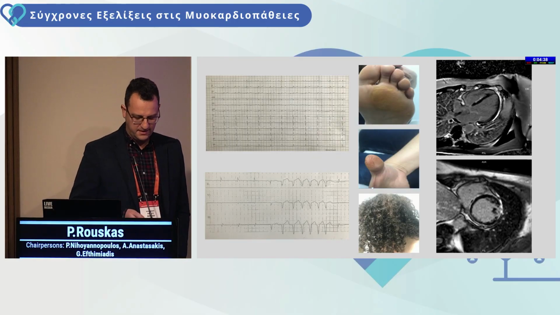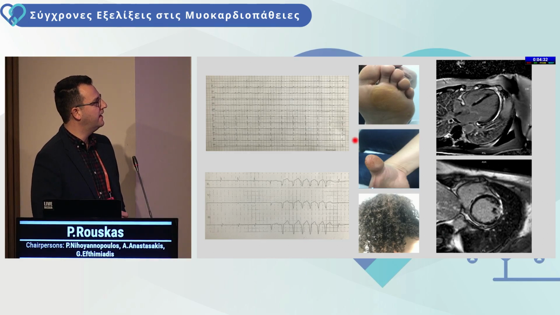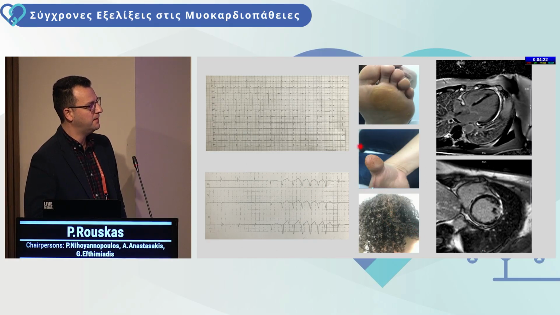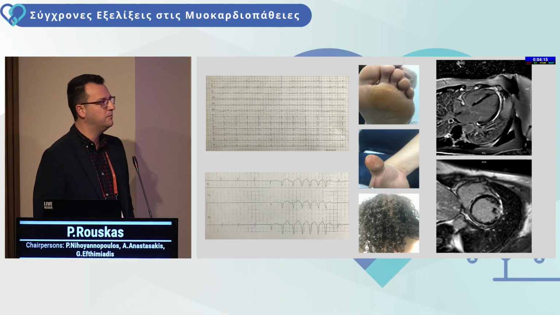Desmoplakin cardiomyopathy can have a cutaneous form, and this is another patient from our outpatient clinic, where you can see again the low voltage from the ECG and episodes of non-sustained VT, but there is also skin involvement. So we can see curly hair and the classic palmoplantar keratoderma, as well as very extensive subepicardial LGE in many parts of the myocardium.